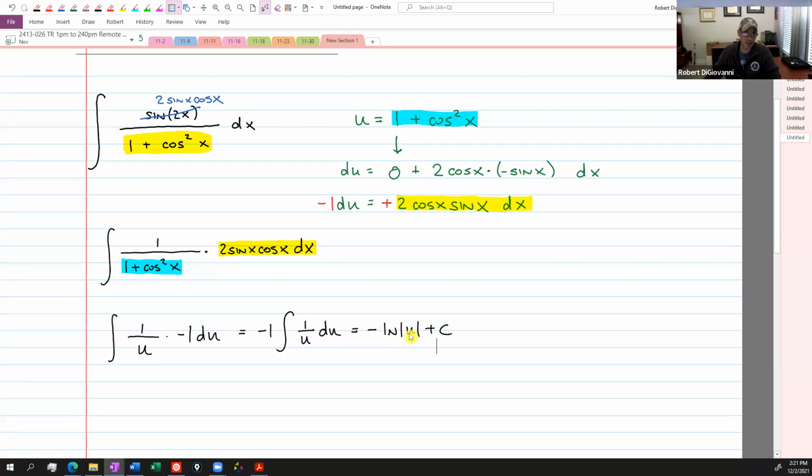We've been through this today. And then we replace the u with 1 plus cosine squared x plus c.